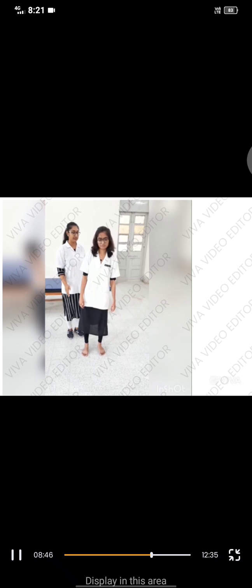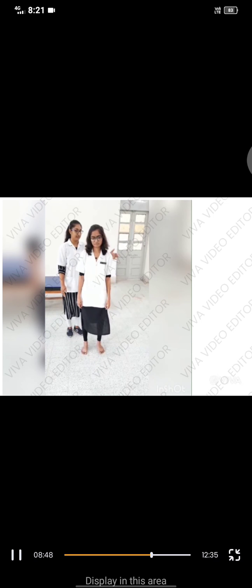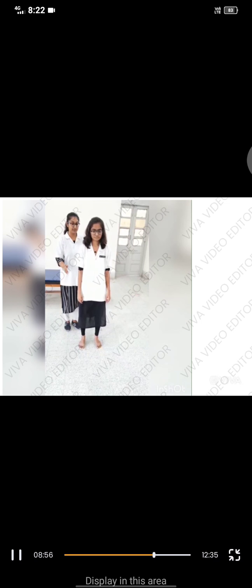Perturbation on standing. In this, the subject stands in front of the therapist while the therapist tries to perturb the subject in various directions, and the subject tries to maintain a balance.